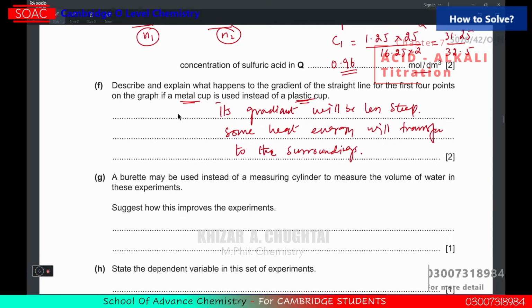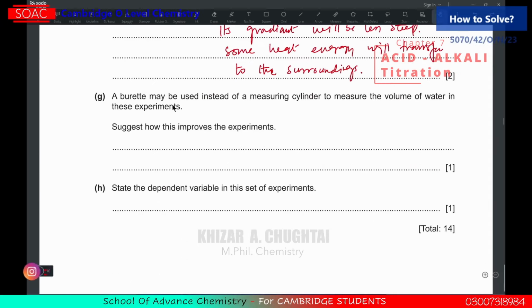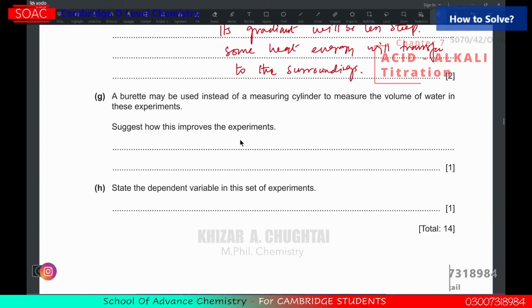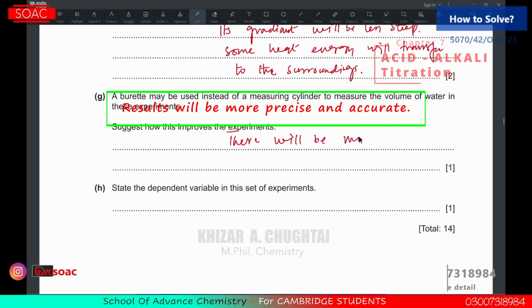Come to our next one, G. A burette may be used instead of a measuring cylinder to measure the volume of water in 3 experiments. As you know, the burette is the most precise equipment to measure liquid. Suggest how this improves the experiment. The appropriate word is precision basically. So there will be more precision.